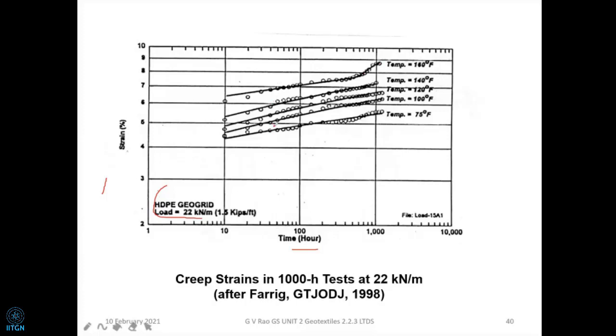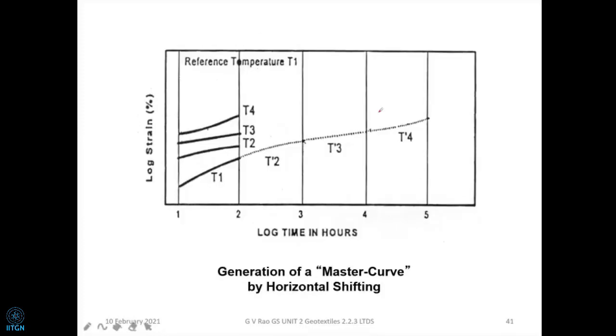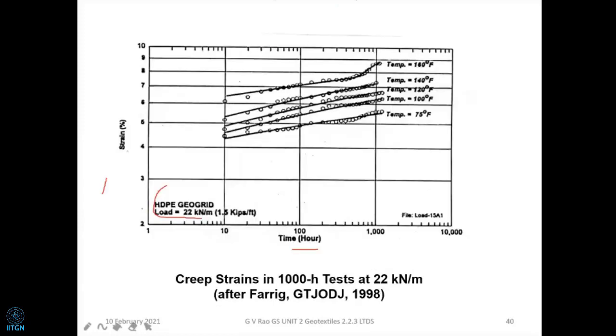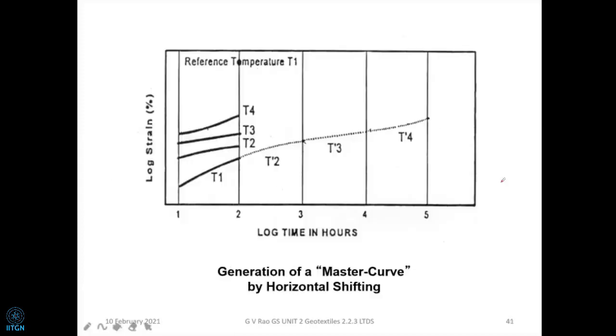So each of these temperature changes, we are going to look at as one log cycle. So that is what is done now. So what is it we got earlier? We got this T1 curve. Let us assume that this is time T1, the initial one, and then T2, T3, T4, like that. So the same thing we are going to use now.